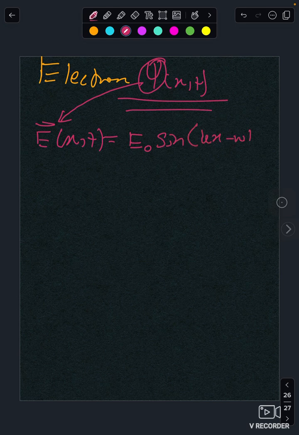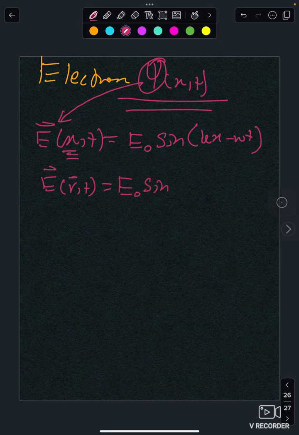kx minus wt. In general, light can go in any direction. Here we are specifying x, which means it has a certain direction, but if it can go in any direction, we can write r, which shows any direction: E of r and t equal E0 sine k dot r minus wt.